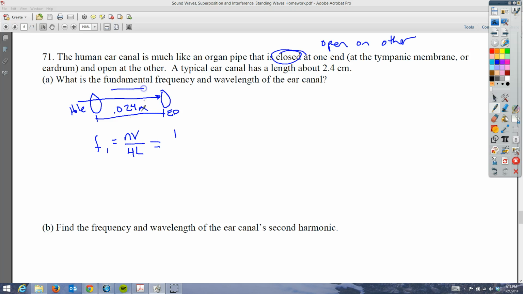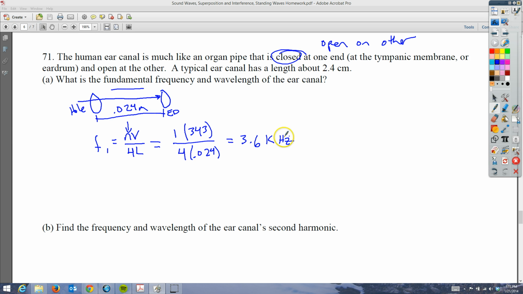Because it says fundamental, our N value is 1. That's what fundamental means. We know the speed of sound here is about 343 meters per second, and we're going to do 4 times the length of our pipe, and the length of our pipe is 0.024 meters. So we end up with a frequency of 3.6 kilohertz, or 3,600 hertz, which is going to be about the same thing.